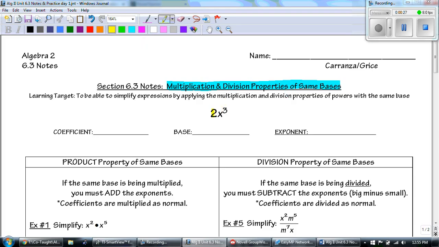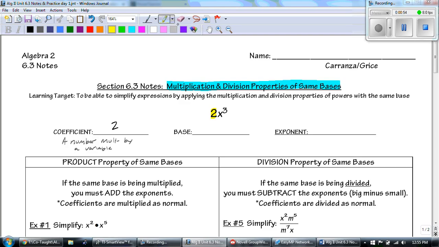The coefficient, okay? The coefficient is a number multiplied by a variable. So you can see the coefficient in our example up here is 2.